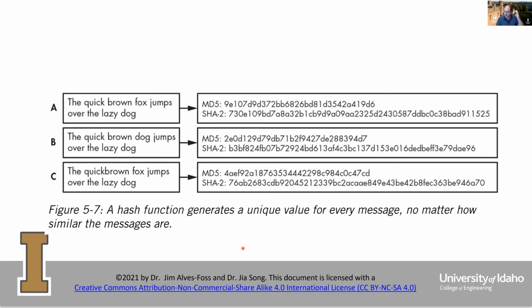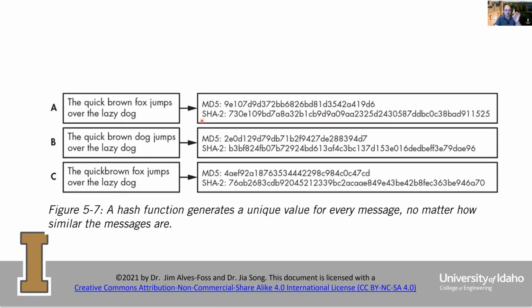So there are multiple publicly defined hash functions out there. MD5 and SHA-2 are some of the common ones. I'll talk about these later, but let's look at this one. The quick brown fox jumps over the lazy dog. If I generate a hash with this, I get an MD5 value. MD is message digest, and 5 was the fifth version of this.